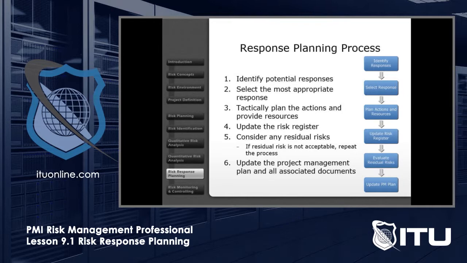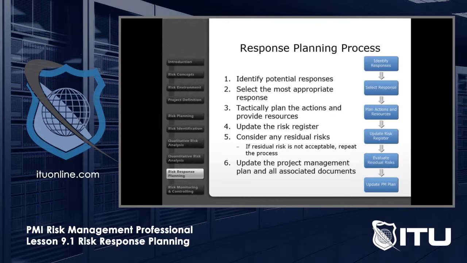Right, so let's look through this process, what we do. We want to identify potential responses, and notice that that's plural. So I have a risk identified. I want to identify different responses. I'm not just going to jump to the first one. I'm going to say, okay, what are all of our different potential responses here? And then I select the most appropriate response from those that I've evaluated, because again, there's more than one way to skin a cat, so to speak. Tactically plan the actions and provide the resources. How are we going to do this step by step? We want to plan that tactically. We want to make sure we've got the resources to do it.